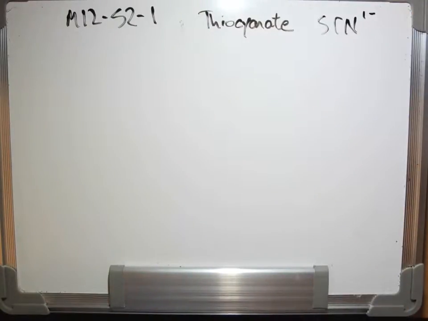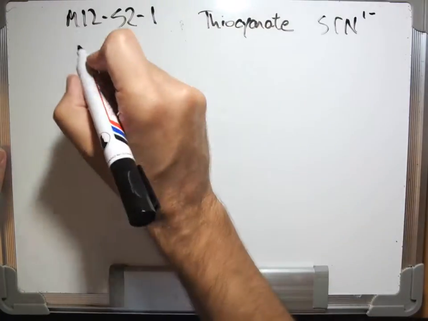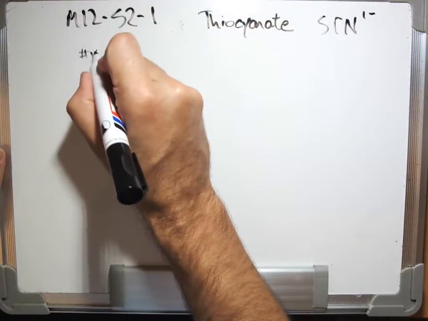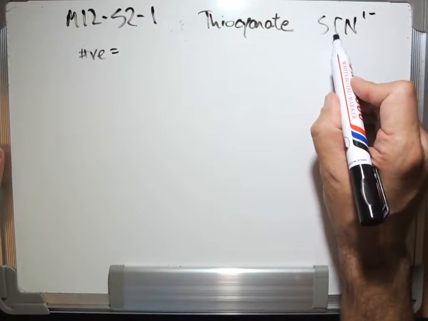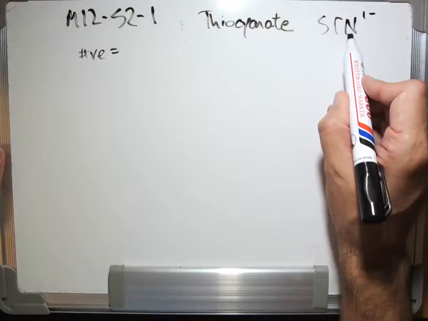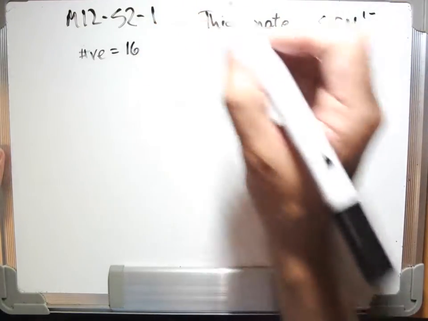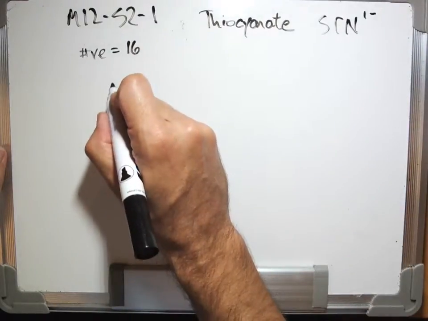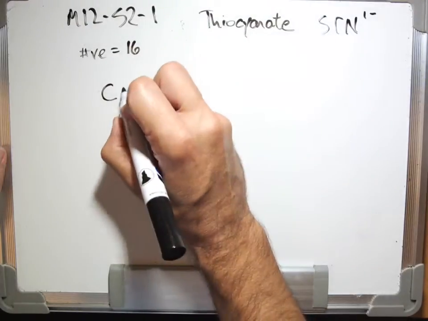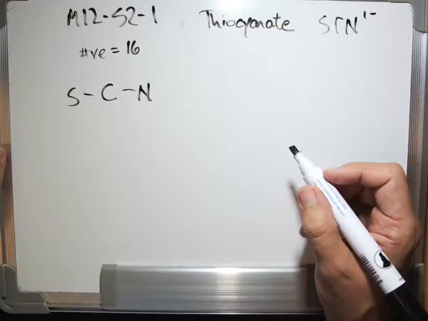So again, molecular ion. Okay, let's begin by identifying how many valence electrons we're going to have to work with. So we have a group 6, a group 4 for 10, a group 5 for 15, one more to impart that -1 charge. We have 16 valence electrons. Here we will go with the least electronegative of the elements to be our central atom. That would be carbon.